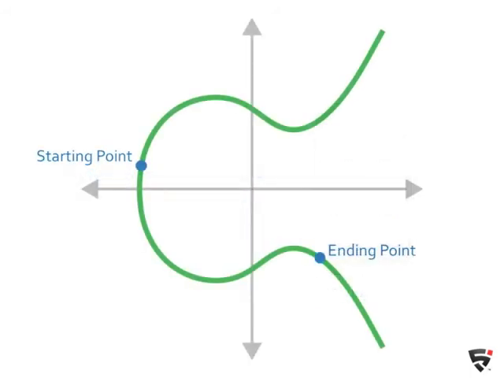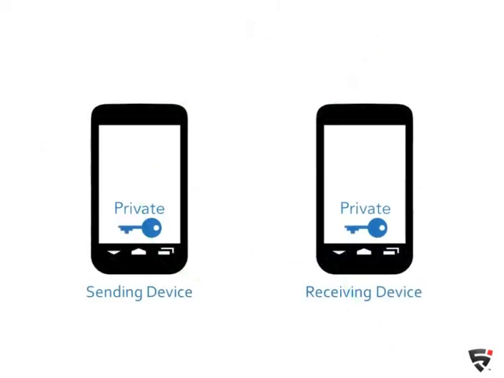Even knowing the starting point and ending points on the curve, and not the path between, it is extremely improbable in the mathematical sense to determine the private key of either device.